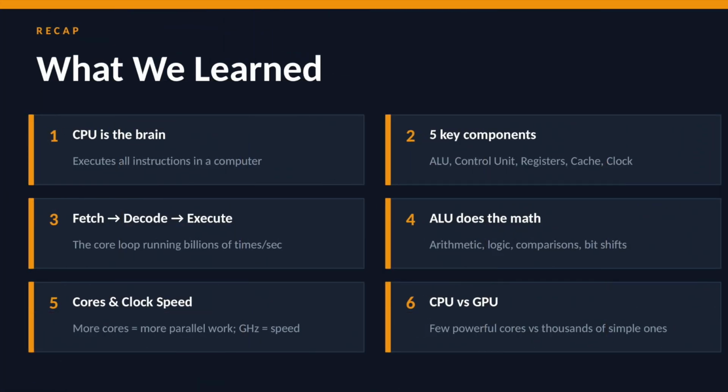Okay, quick recap. 1. The CPU is the brain of the computer. All instructions execute here. 2. There are 5 key components inside a CPU: ALU, control unit, registers, cache, and clock. 3. The CPU works in a loop: fetch, decode, and execute. 4. The ALU handles all actual computation, math, logic, comparisons. 5. Clock speed is measured in gigahertz and multiple cores enable parallel processing. 6. The CPU handles sequential tasks with few powerful cores. GPU handles parallel tasks with thousands of simple cores.